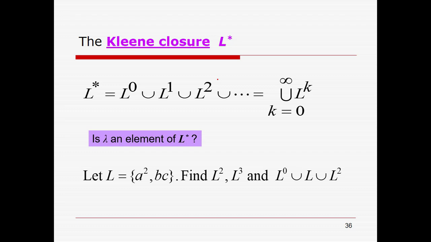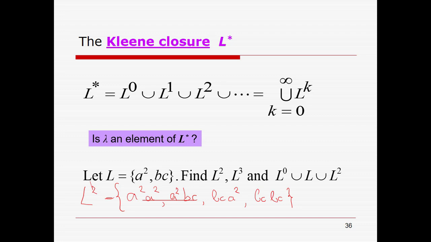So if we look at the language L, and we would say, okay, let's look at L star, then L star would contain all possible concatenations from the first word from L with the second word from L. So, for instance, A star, A star, A star combined with BC, or BC, A star, or BC, BC.